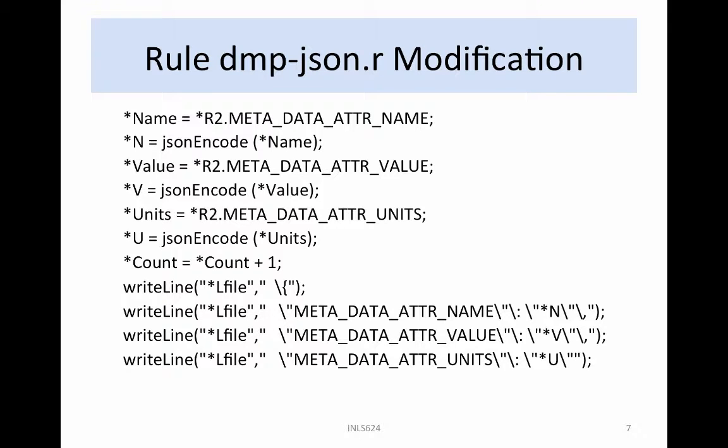To create a version that encodes special characters, use the following modifications. We retrieve the attribute name. We can then invoke the policy function JSON encode to automatically insert backslashes in front of all the special characters and save that in variable *n. We do the same thing for the data attribute value and the data attribute units. We can then write to the output file *l file the encoded versions of name, value, and units. This would then protect you against special characters within either the attribute name, attribute value, or attribute units.